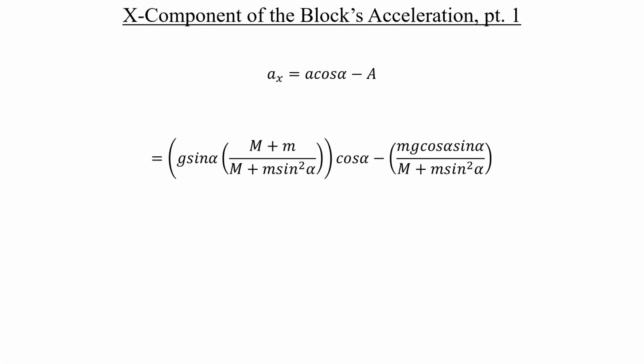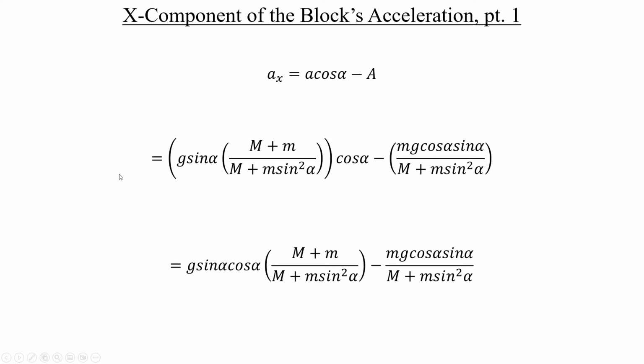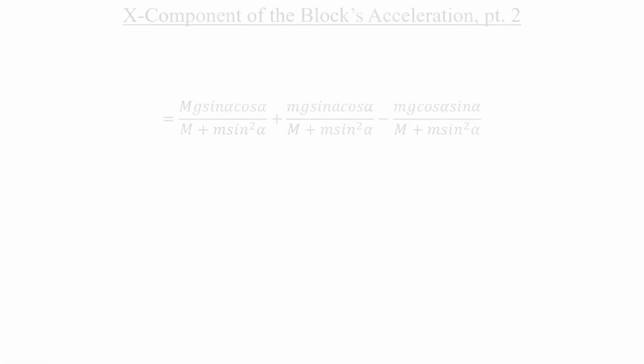Next thing we can do is absorb this cosine alpha into the first term, like this. Following that, I'll distribute this g sine alpha cosine alpha term into the parentheses and end up with 3 terms, like this.